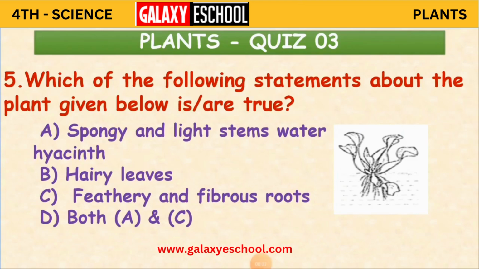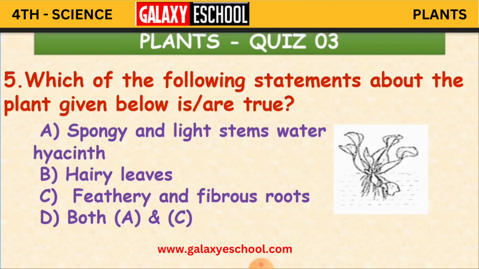Clear? Children, this is the picture of water hyacinth. Now, what is the question? Which of the following statements about the plant given below is or are true? We have four options here, so we have to state which options are true. The first option is A, spongy and light stems. B, hairy leaves. C, feathery and fibrous roots. D, both A and C.